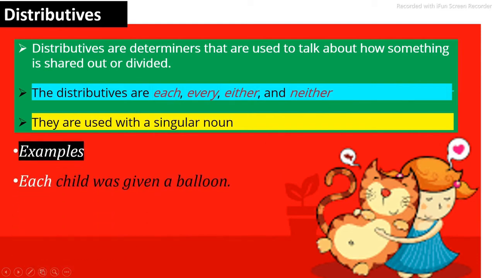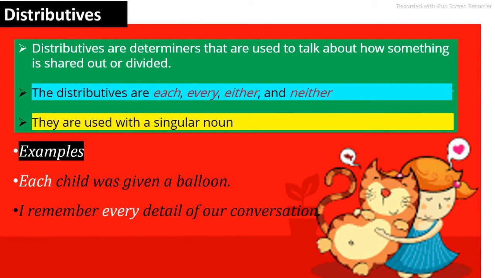For example, each child was given a balloon. So here child, a noun, is modified with the determiner each. I remember every detail of our conversation. So here detail is the noun which is modified by the word every, which is a distributive. And either child could win the prize. So here again child is the noun which has been modified by the determiner either. So each, every and either are all showing the distribution, and that's why they are called the determiners of distributives.